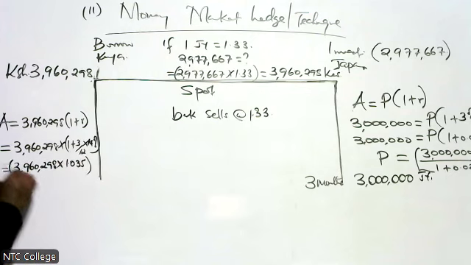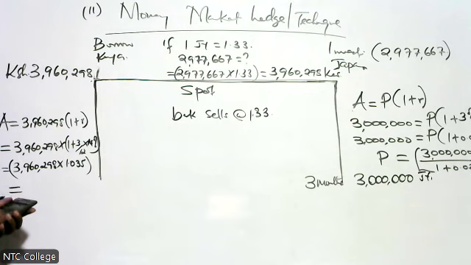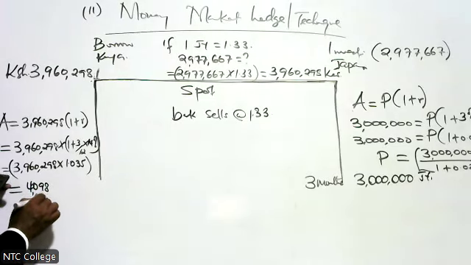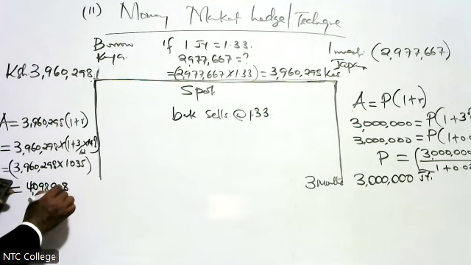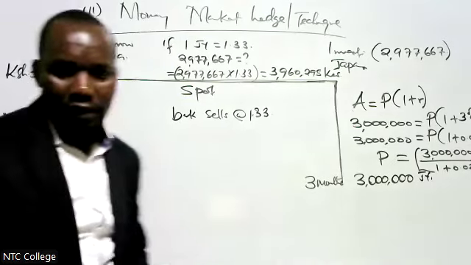1.035. So this is how much am I going to pay in 3 months? And because I borrowed, I have to pay within 3 months time. 4,098,908.43. Just let it be 908.